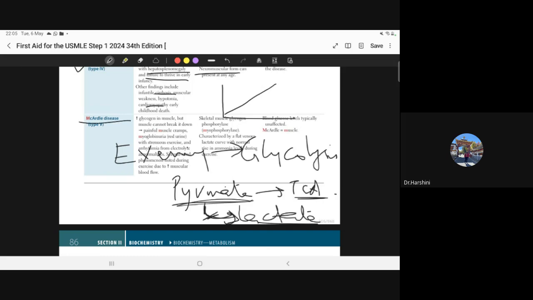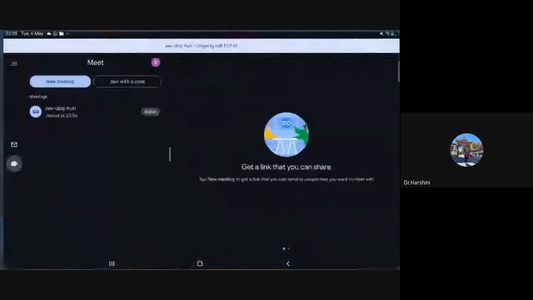But in a person with McArdle's disease, the problem is they cannot degrade their glycogen. If they cannot degrade their glycogen, they cannot use their glucose, because glycogen is a polymer of glucose. And if they cannot utilize the glucose, they cannot undergo glycolysis, which literally means you cannot make pyruvate. If you did not even make pyruvate, how can you go into the lactate pathway? So that's why your lactate curve in McArdle's disease is flat. That's the whole point. I believe this is very clear to you now.